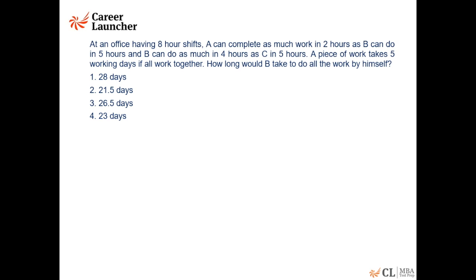At an office having 8-hour shifts, A can complete as much work in 2 hours as B can do in 5 hours. And B can do as much work in 4 hours as C in 5 hours. A piece of work takes 5 working days if all work together. How long will B take to do all the work by himself?